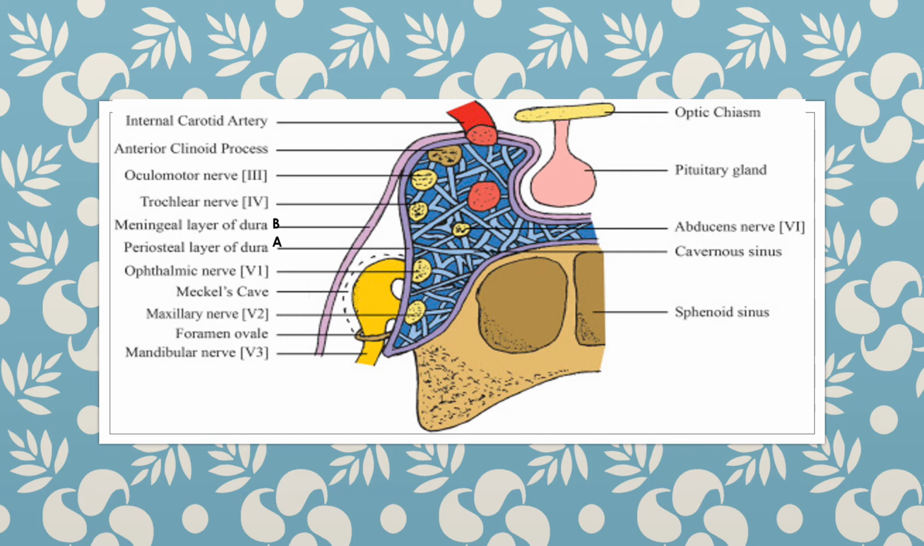And now we again come to the periosteal layer of the dura mater, and also see the meningeal layer of the dura mater. Both of these layers separate and enclose a space. That space is known as Meckel's cave. And you can see here the trigeminal ganglion is present.